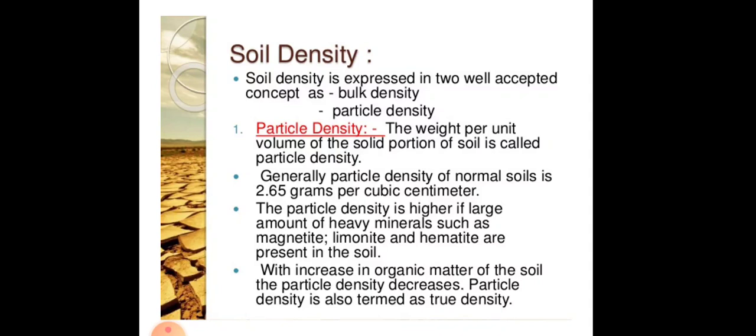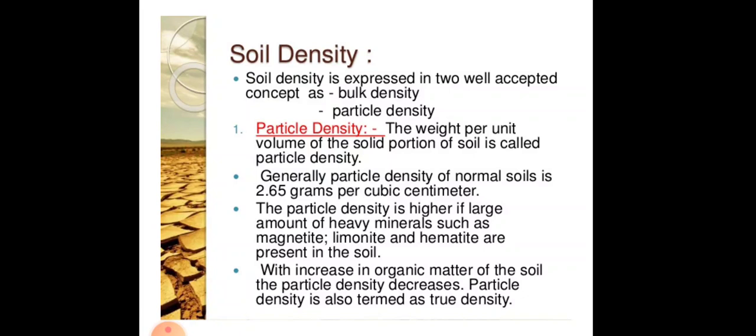So particle density means it is the weight per unit volume of the solid particles of the soil only. Generally, the particle density of normal soil is 2.65 grams per cubic centimeter. It is an average for all types of soil. 2.65 grams per cubic centimeter.